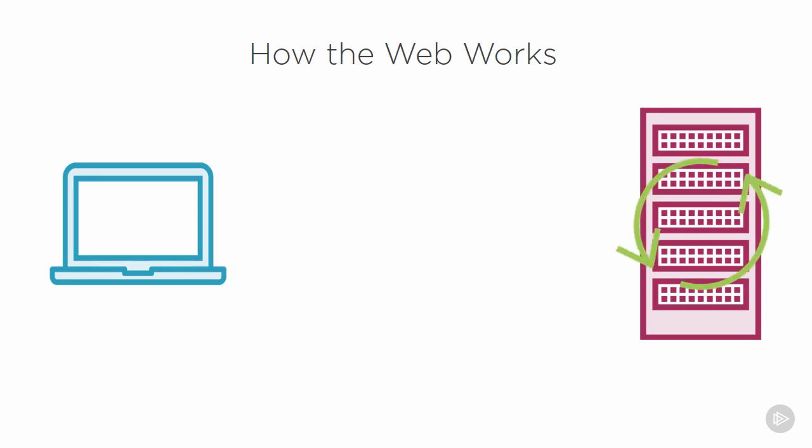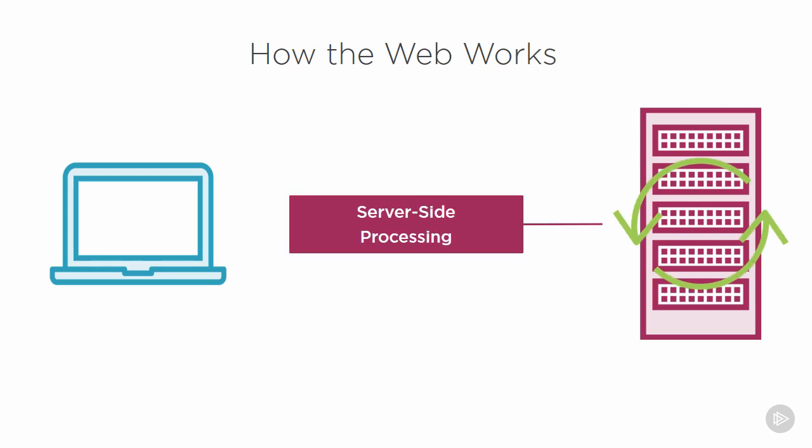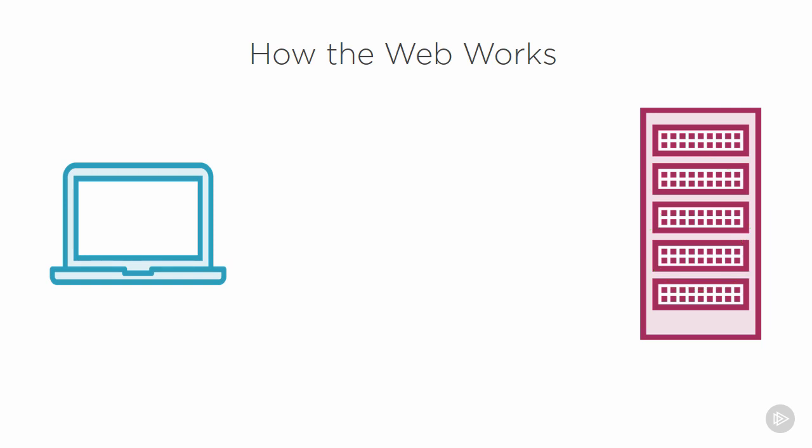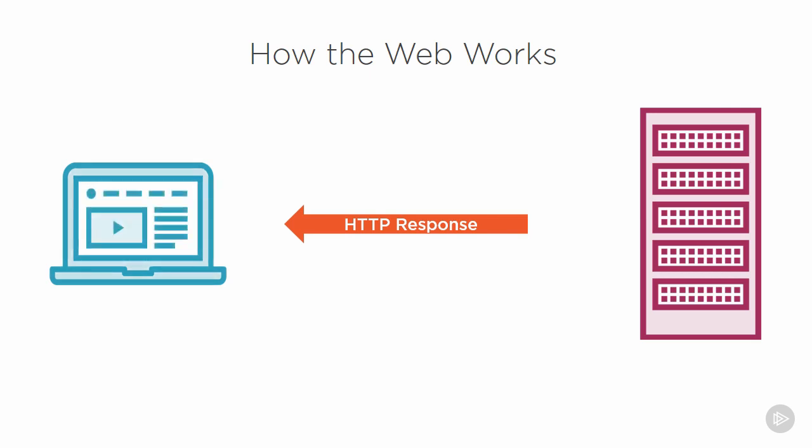The server receives that request and then performs server-side processing. What this really means is that code can be executed on the server to help fulfill and provide the HTTP response back to the client. That response contains HTML, CSS, images, JavaScript, whatever is needed to fulfill what the request was. The web works by these HTTP requests and responses.